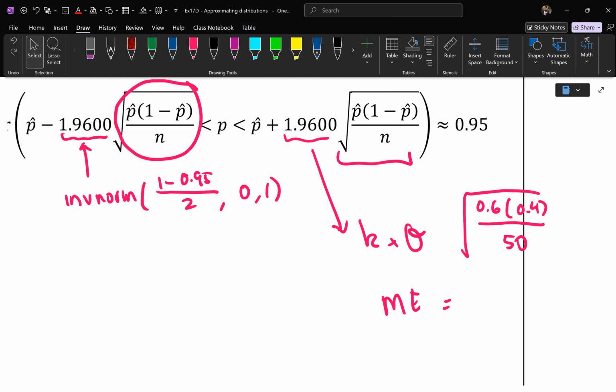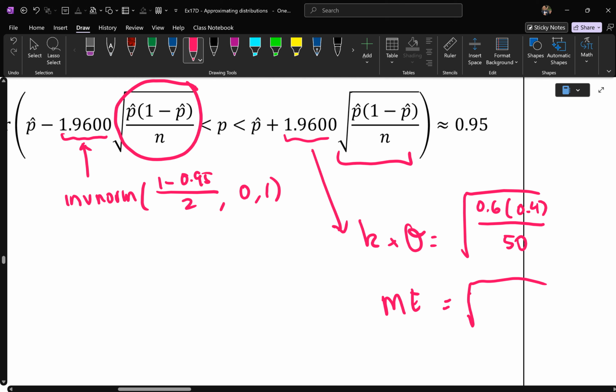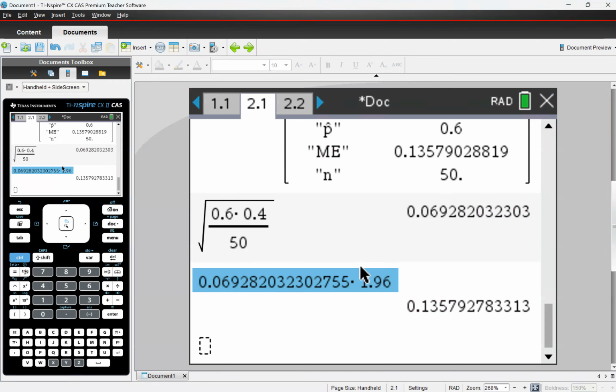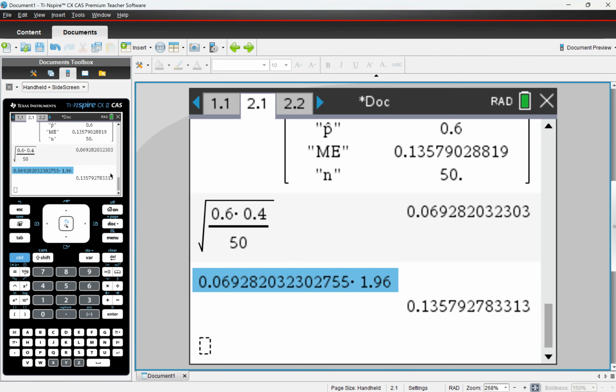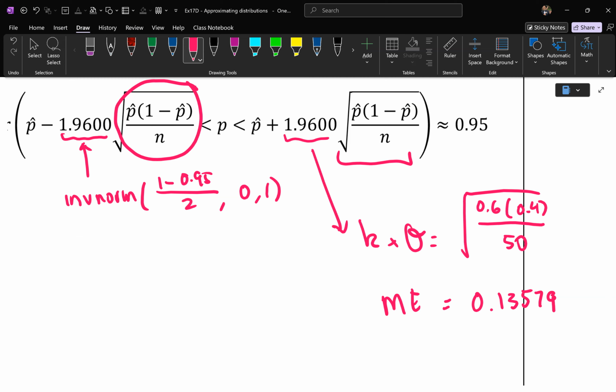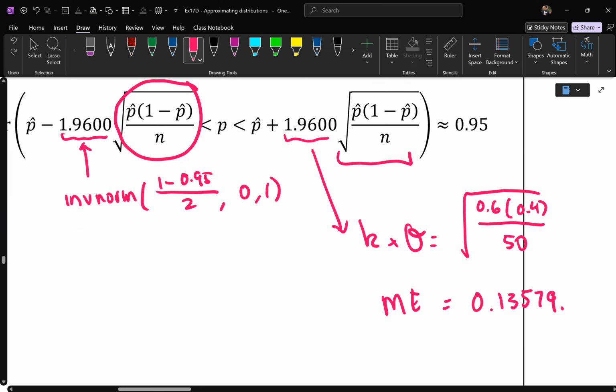But in fact, this is not too bad because that's 6 over 10 and then times 4 over 10 divided by 50. It's still possible to do. They usually will give you K, or they tell you K can be or K is. So in this case, it would be square root. Oh, actually, you guys all got that. What was that? 0.13579. All right, so far so good.